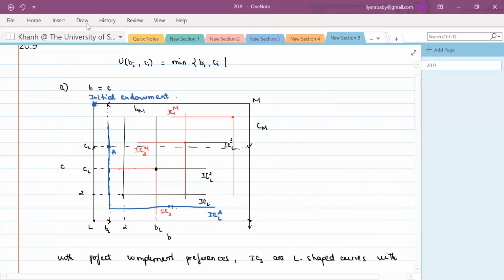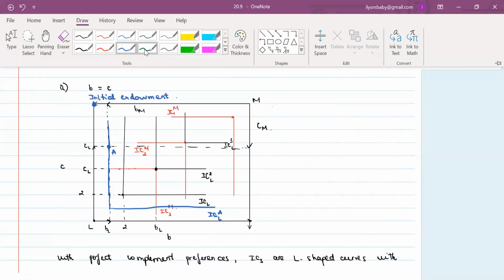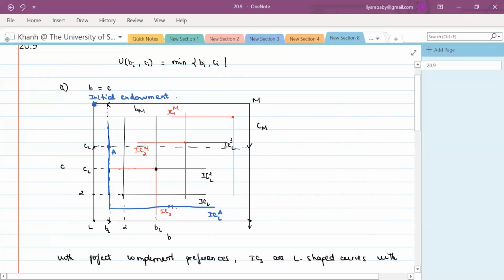Now, what is going to be the indifference curve for Maya at this point? I'm going to use the green color. Again, it's just going to be an L shape that is passing through this point for Maya, something like this. Okay, so this is the indifference curve for Maya at point A.